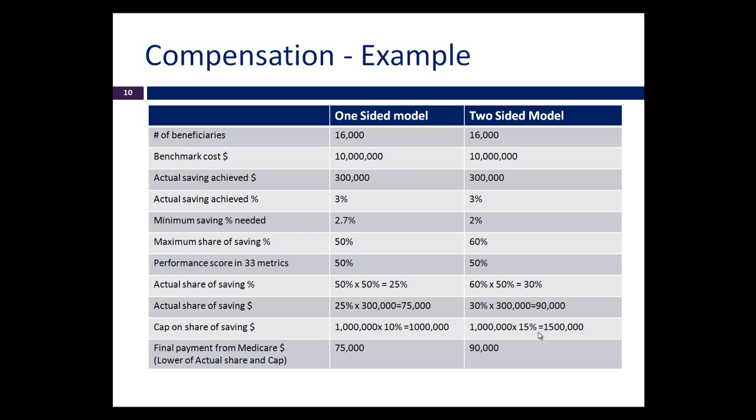So, in other words, after having calculated the share to which an ACO is entitled, we must compare this to the CMS cap. In our case, $75,000 for the one-sided model is lower than $1 million, which is the cap. In other words, our one-sided model is entitled to the lower of its share and the cap, which is $75,000. Applying the same rule to the two-sided model, the lower of the cap, $1.5 million, and the share, $90,000, gives us $90,000. So, our one-sided participant is entitled to $75,000 and our two-sided participant is entitled to $90,000 in shared savings.